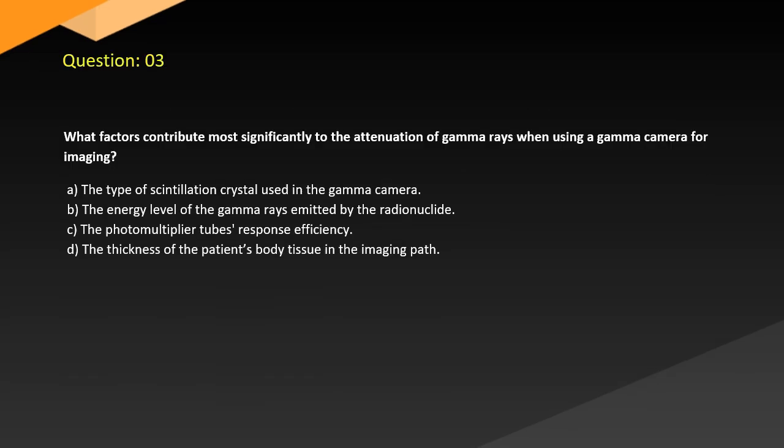Question 3. What factors contribute most significantly to the attenuation of gamma rays when using a gamma camera for imaging? A. The type of scintillation crystal used in the gamma camera. B. The energy level of the gamma rays emitted by the radionuclide. C. The photomultiplier tube's response efficiency. D. The thickness of the patient's body tissue in the imaging path.